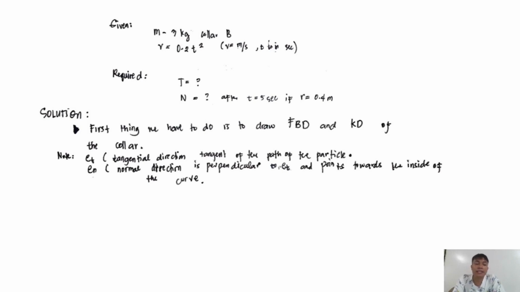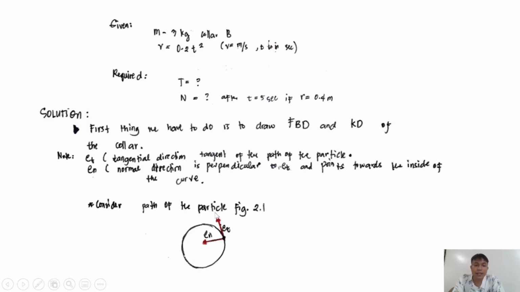So, remember the tangential and the normal coordinates. The tangential direction is tangent to the path of the particle. That is why I said that earlier. And the normal direction naman din is perpendicular to the tangential direction, pointing towards the inner side of the curve.